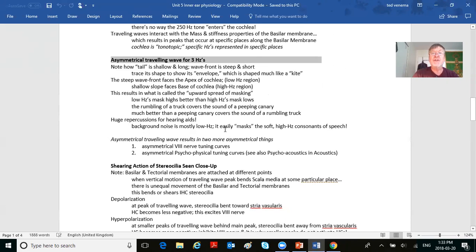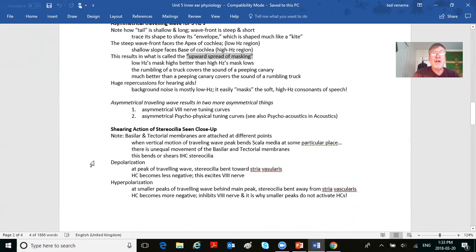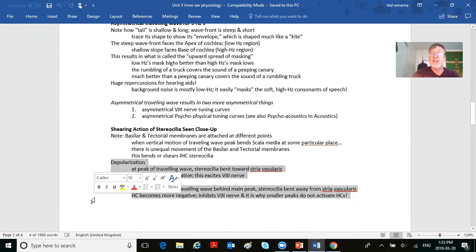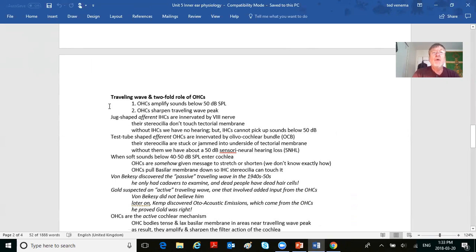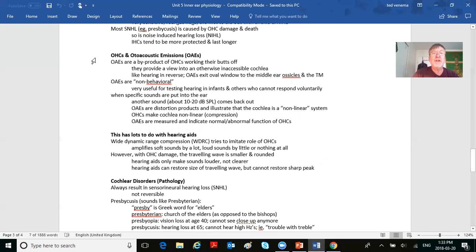And that's how you can see, where is that? Here, the upward spread of masking. Okay, that portion is important. I told you a couple of weeks ago not to worry about these things here. Depolarization and hyperpolarization, couldn't care less. We looked at traveling wave and the twofold role of outer hair cells. And moving on down, we got to just right here. Okay, so there we have it.